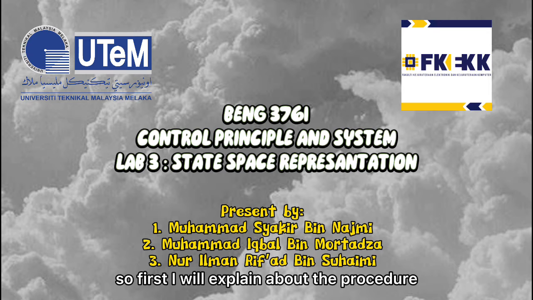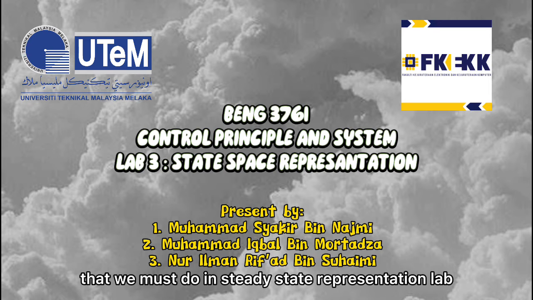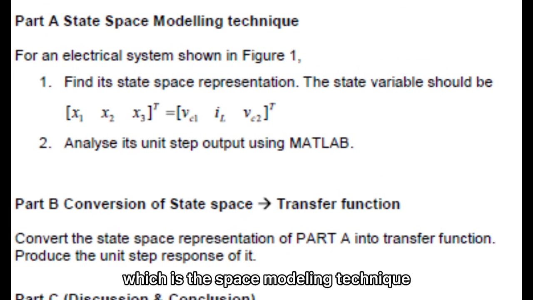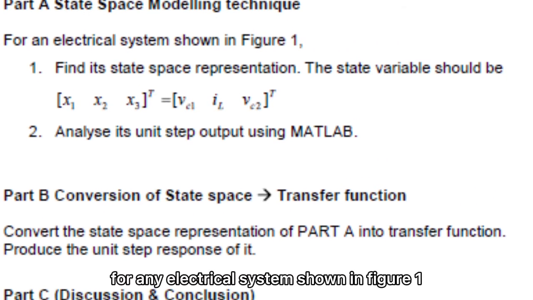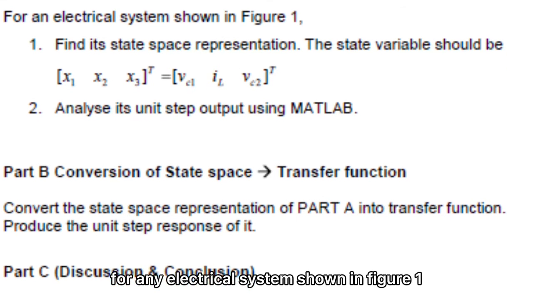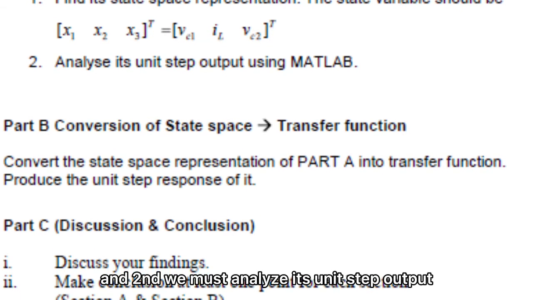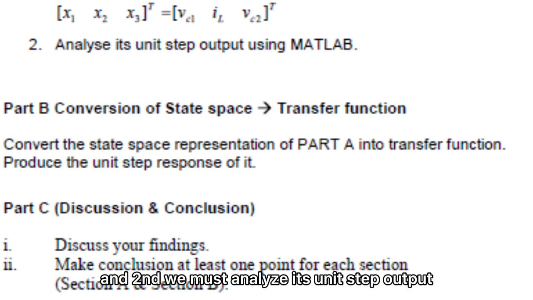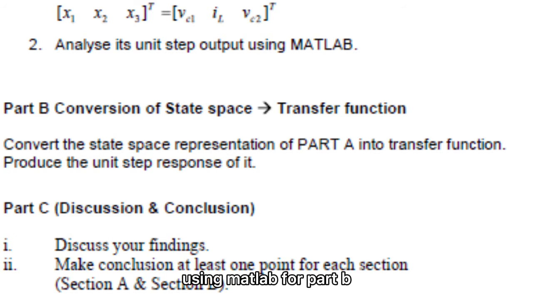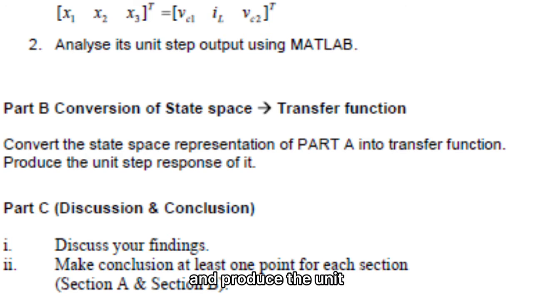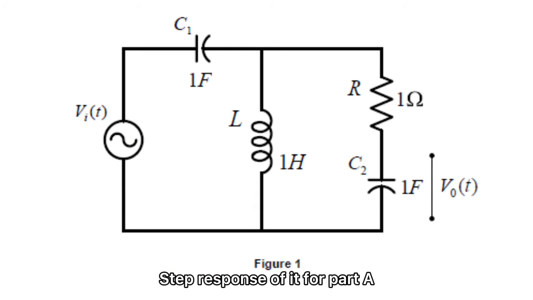Today we will explain Lab 2, Control Principle and System, which is steady state representation. First I will explain the procedure that we must do in this lab. For part A, state space modeling technique, for the electrical system shown in figure 1, first we must find its state space representation, and second we must analyze its unit step output using MATLAB. For part B, conversion of state space to transfer function, we must convert the state space representation of part A into a transfer function and produce its unit step response.